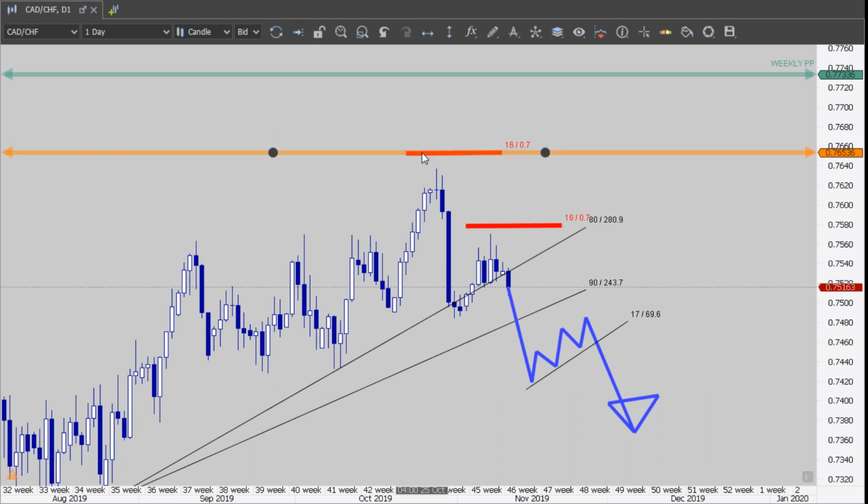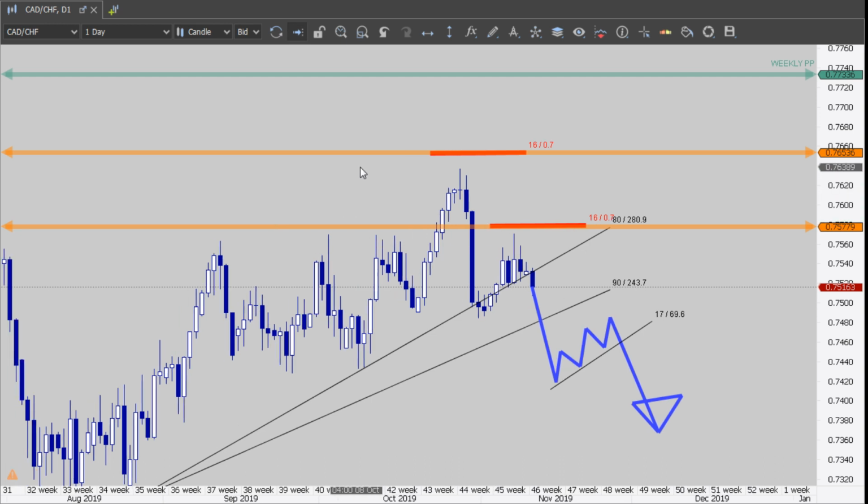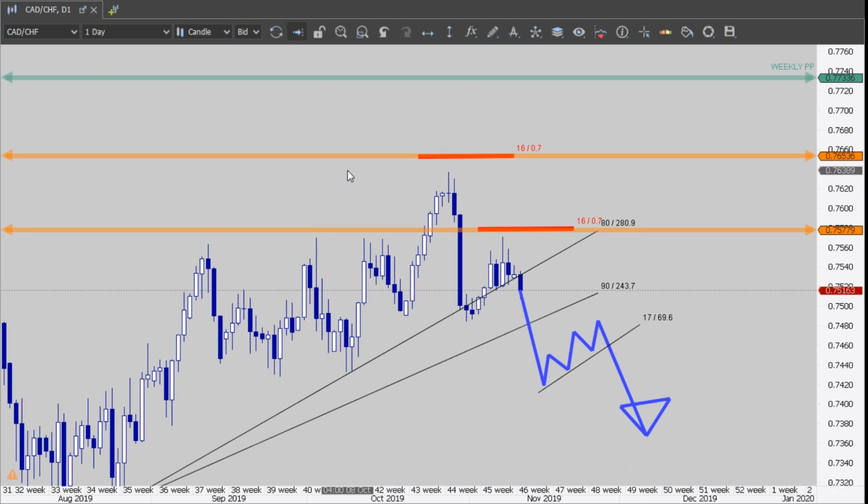What are the numbers? So the stop reverse, the best stop reverse order is going to be at 0.76536. And the second stop reverse, not so good because we are inside the market wave, is going to be at 0.75779. Okay?